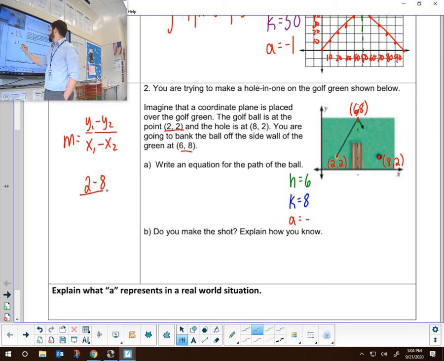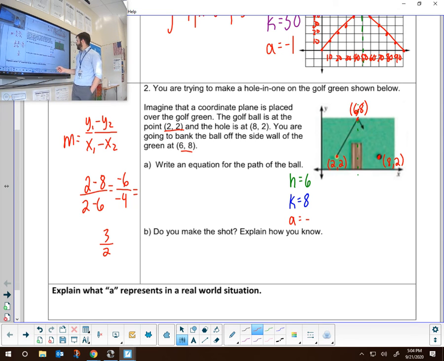So we're going to say 2 minus 8 over 2 minus 6. Well, 2 minus 8 is negative 6. 2 minus 6 is negative 4. So we're going to have negative 6 over negative 4 is a positive 3 over 2. So there's my slope, 3 over 2. And I know it's negative because my graph is opening down. Okay, so if I know all of that, I can write my equation.